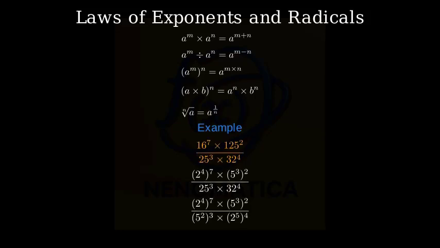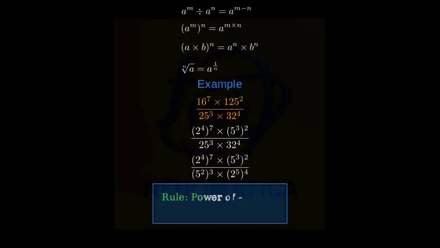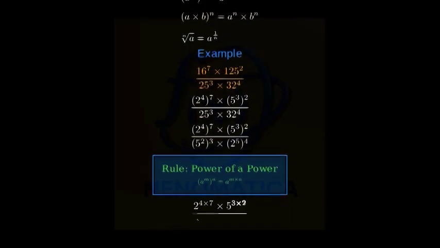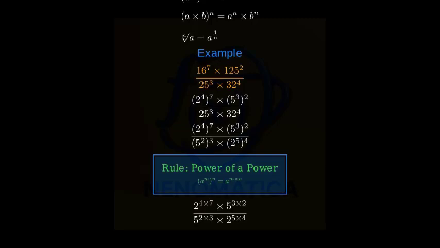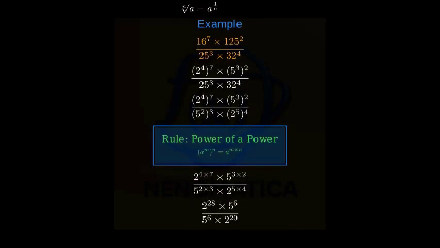Now, we'll apply the power rule. When we have a power raised to another power, we multiply the exponents. Let's apply this rule to each term. Let's compute these exponents. In the numerator, 4 times 7 equals 28, and 3 times 2 equals 6. In the denominator, 2 times 3 equals 6, and 5 times 4 equals 20.